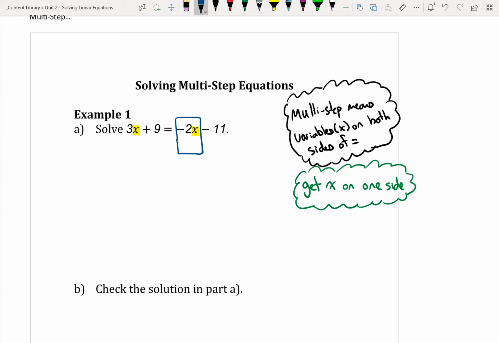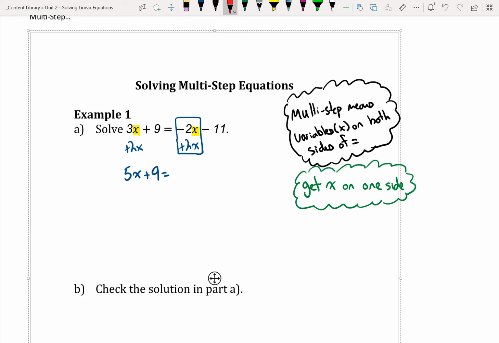I would need all the x's on one side. So same idea as in the past. In order to get rid of this minus 2x, I need to add 2x, and I'm going to do the same thing to the other side. I'm going to add it specifically to the 3x because those are like terms. So I have 5x plus 9 equals 11, because negative 2x plus 2x cancels out. Now what we've done is we've created a two-step equation, very similar to what we've done in the past notes. Now we need to get x by itself, so we need to isolate x.